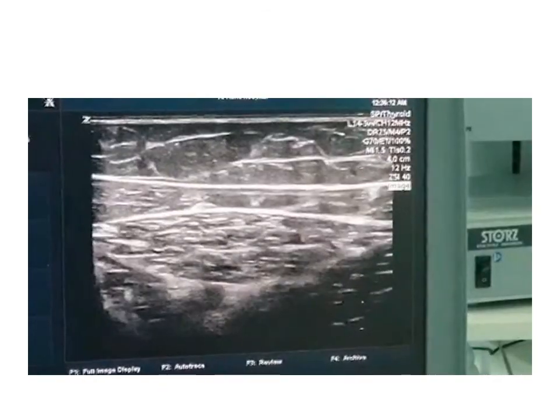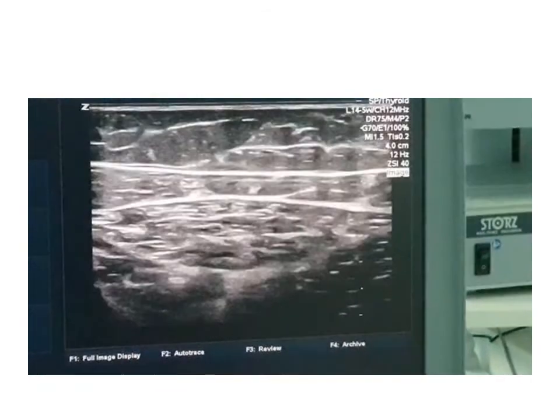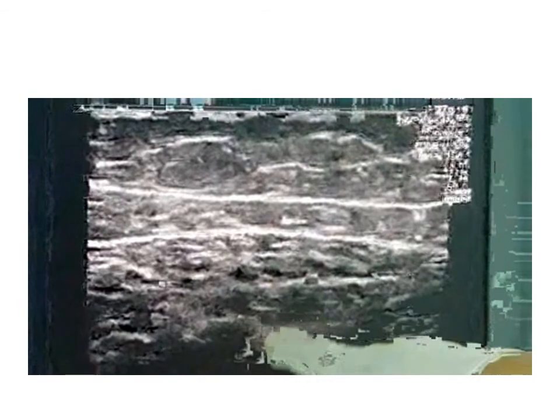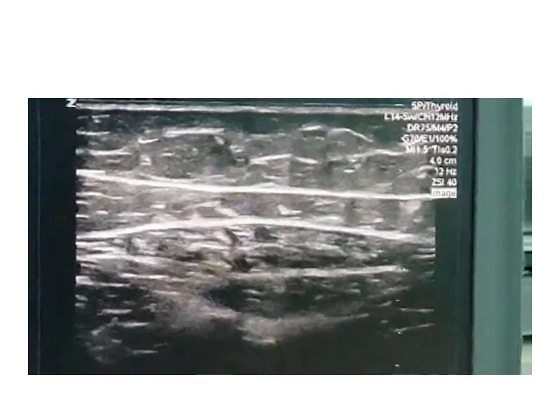This is the proximal third of the adductor canal, and the hyperechoic mass on the lateral side of the artery is the saphenous complex neurovascular bundle.